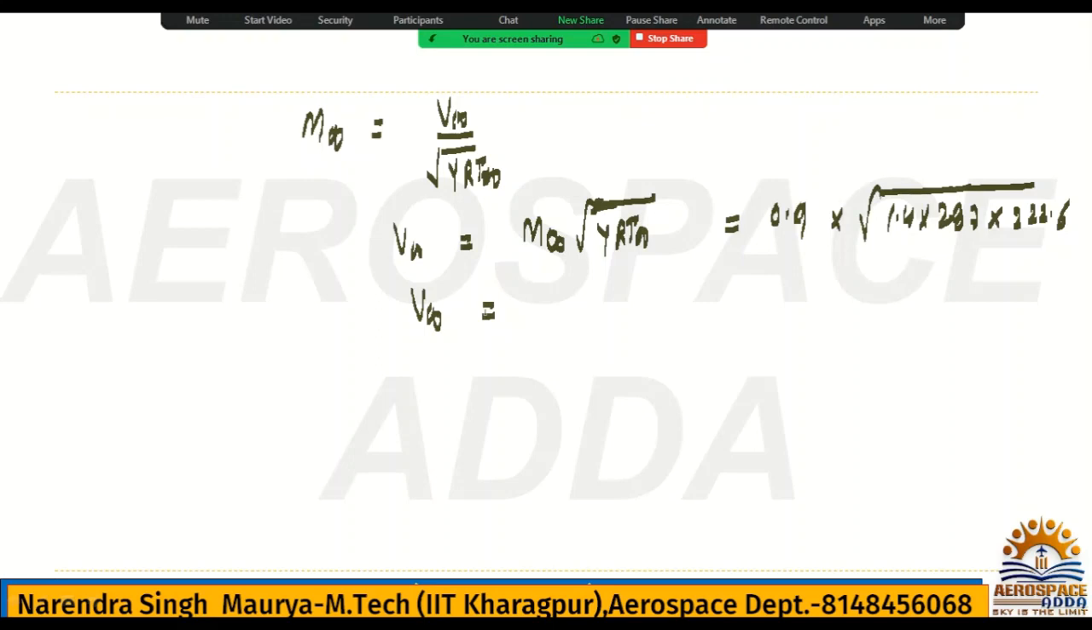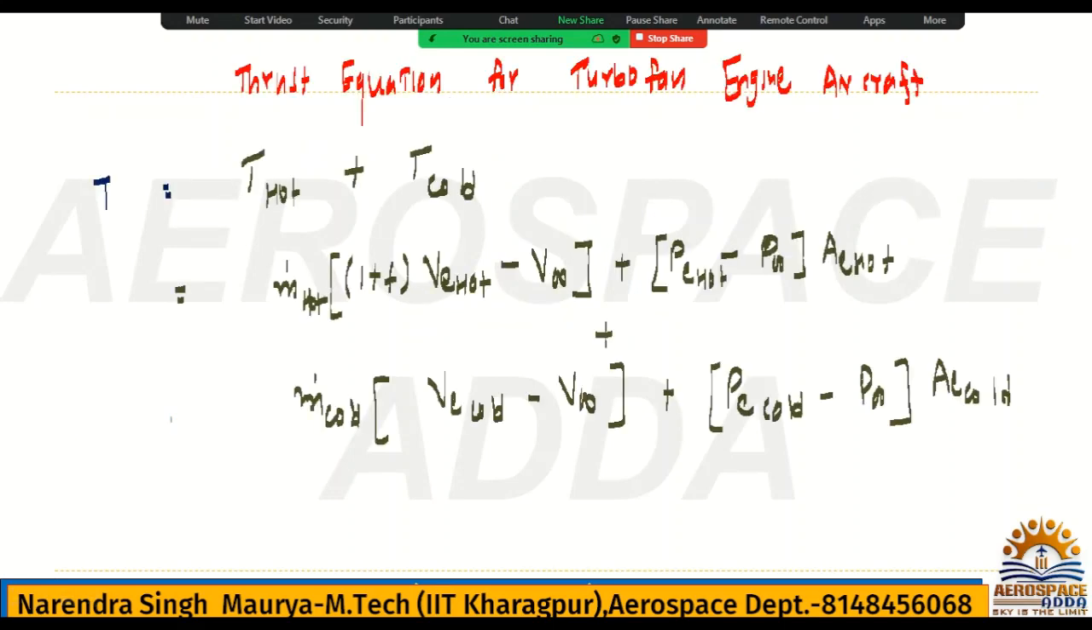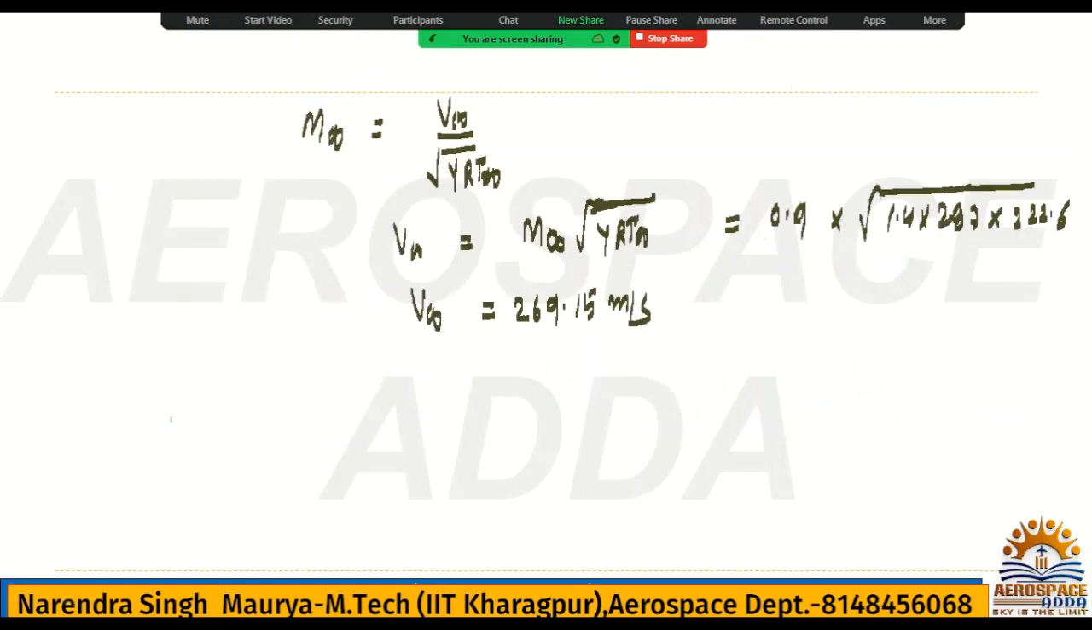How much we are having? 1.4 into 287 into 222.6 root, it's 269.15 meter per second. So now V infinity we have, please in the formula you write all the value, because fuel air ratio they have given us, each and everything we can write. So we'll get the thrust.